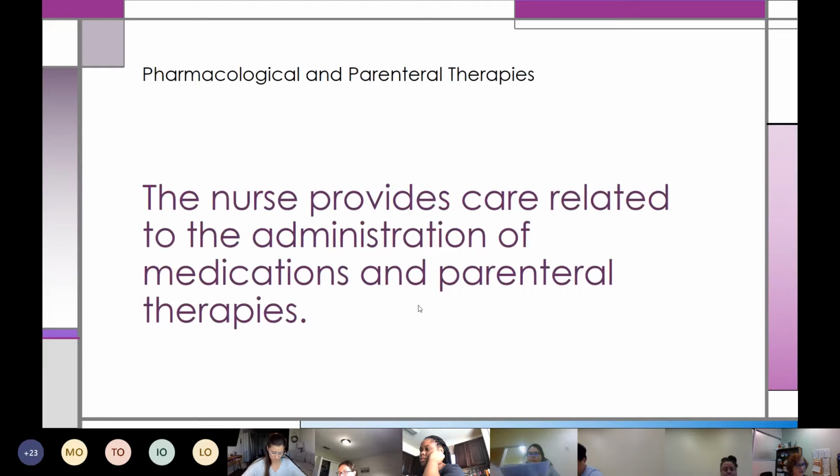So basically, this is what the National Council of State Boards of Nursing tells us, that you're going to have to provide care related to the administration of medications and parenteral therapies in which you are familiar with. So you know that this is something that you're going to do a lot of, okay?